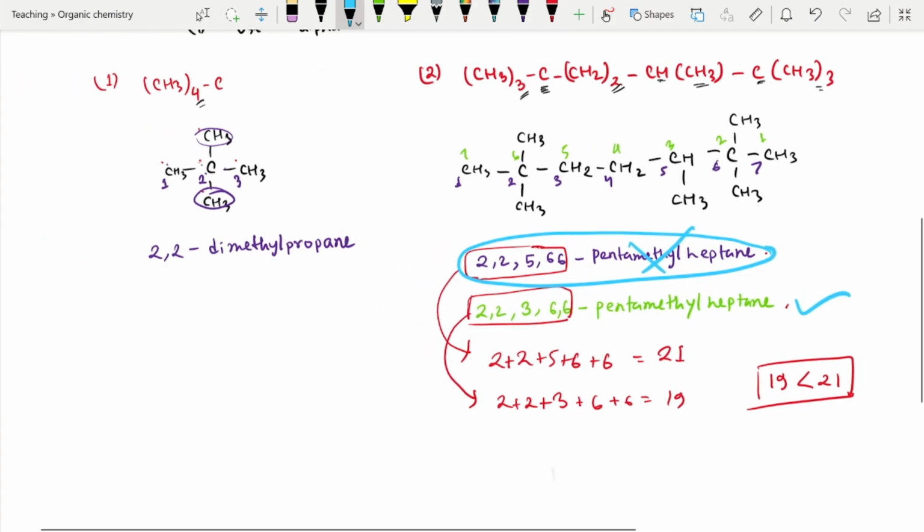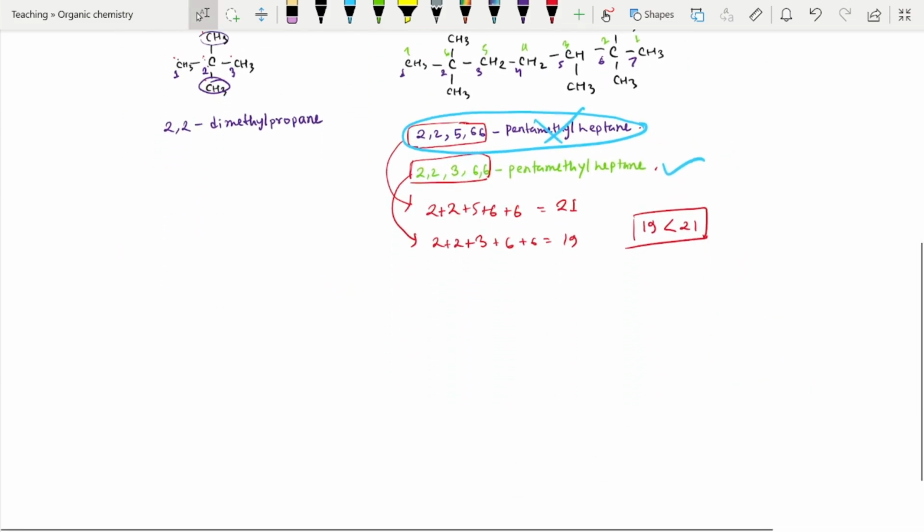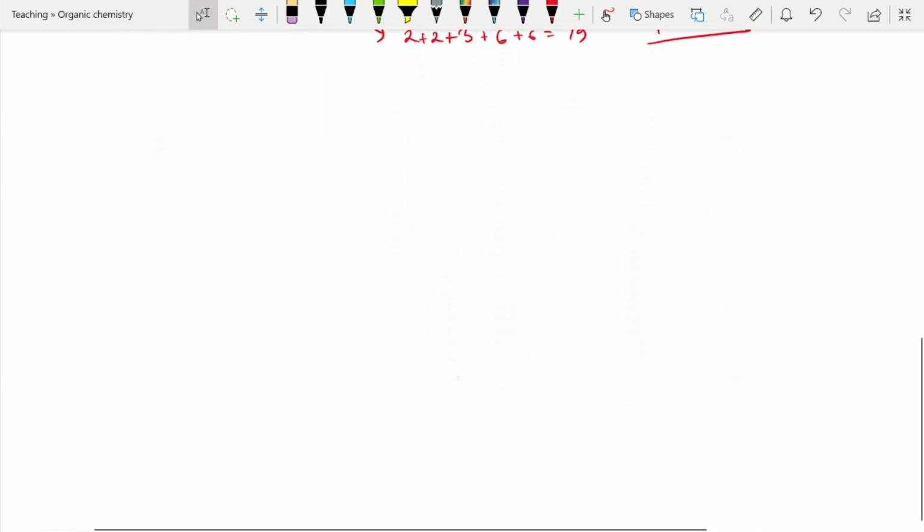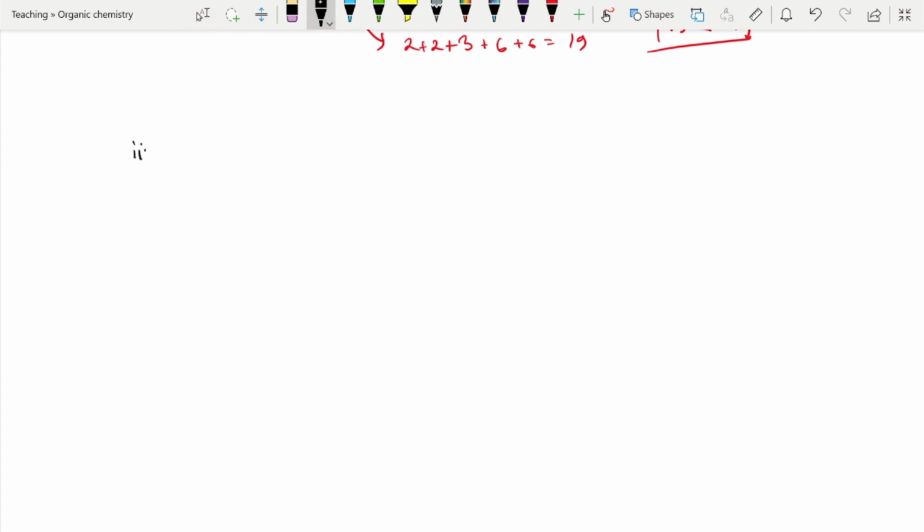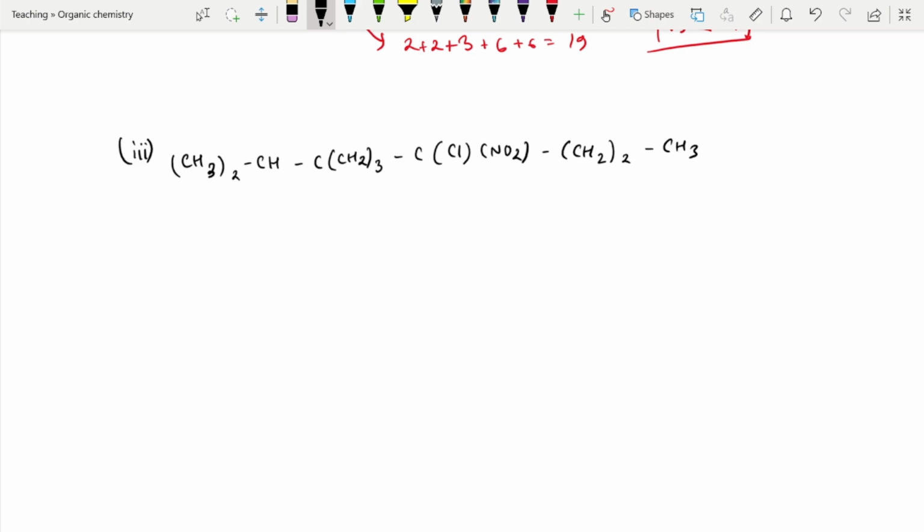Okay, so this one is right, that's why. Let's do another naming. This is CH3, CH, CH3, then C with Cl and NO2, then CH2, then CH3. Okay, now let's split it.